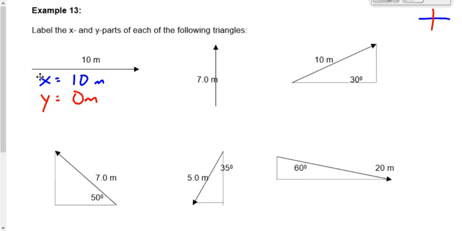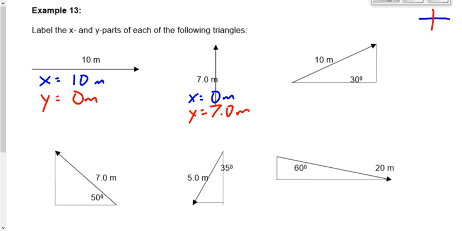How about this next one? 7 meters is going up. How much of it's x? 0 meters, right? Because it's all y-axis. That means that we're going to say the y-axis is 7.0 meters. Good? These ones are easy, right?